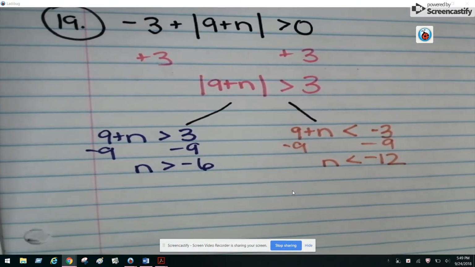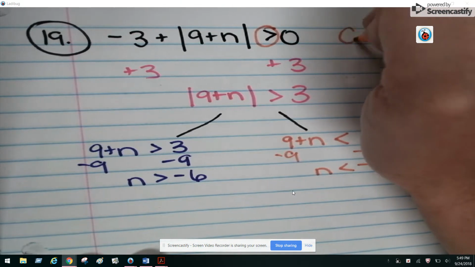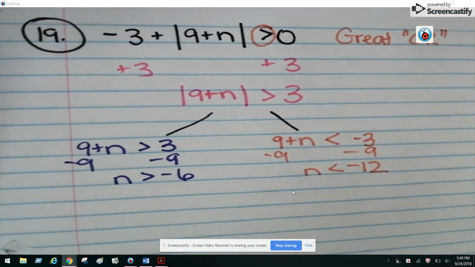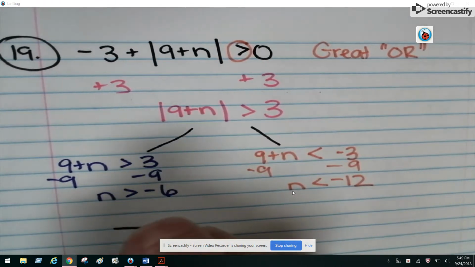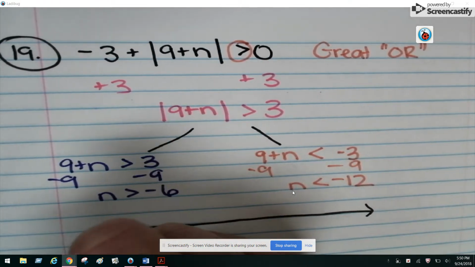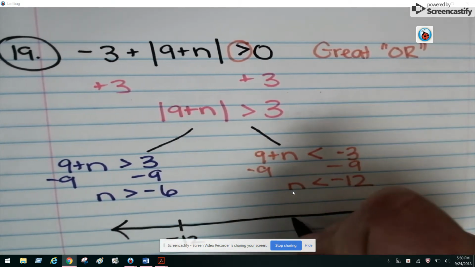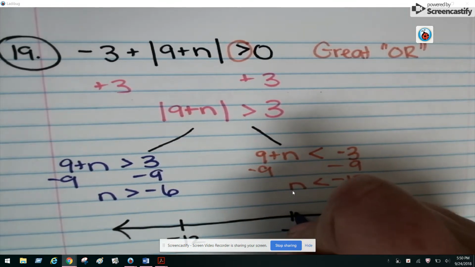Okay, so just a few key tips here. If we look up here, if we remember our little hints and tips, this is going to be a great OR problem. But even if I completely forgot that, I should be able to, once I start graphing it, see what this looks like. So I'm going to draw my graph. You guys have it drawn on your paper, but I'm just going to draw it in here. It might look a little different than yours. But I'm going to put my negative 12 here, my negative 6 here. So I know n is going to be greater than negative 6. So I'll start there. Open circle.